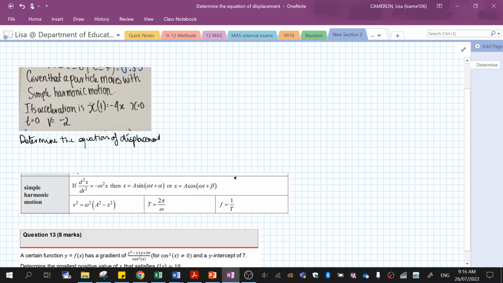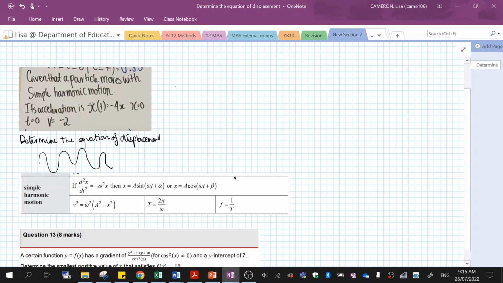Okay, so first thing we're going to do is talk about these formulas down here. Now, simple harmonic motion works differently to just acceleration, displacement, velocity, because we're talking about something that's moving periodically like that. So like a spring oscillating or something that's going up and down, like maybe a clock face.